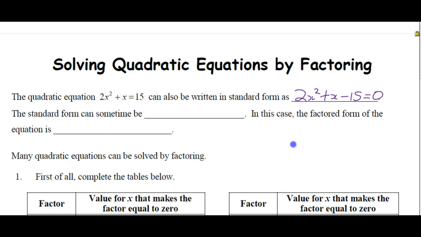Right? So yesterday we were doing it graphically, and we graphed, maybe not this exact one but one like it, y1 equals 2x squared plus x and y2 equals 15, and found the intersection. Or we could rearrange it into standard form, in which case we want to find the 0.